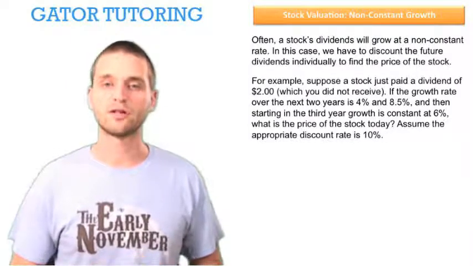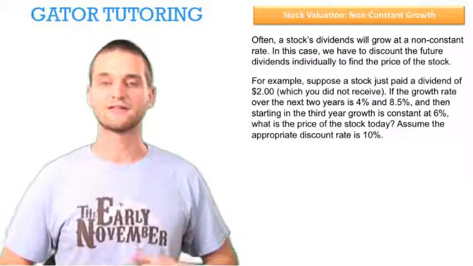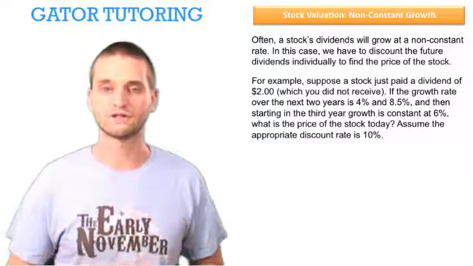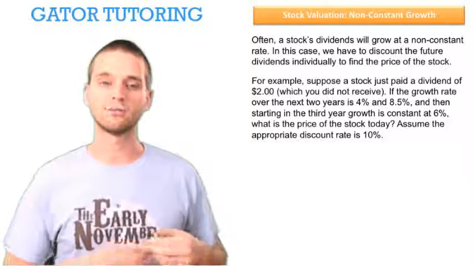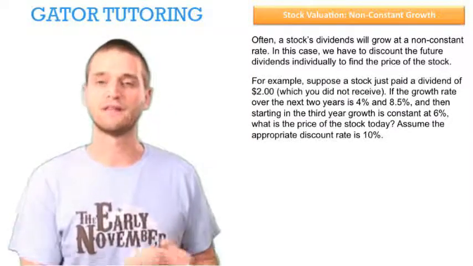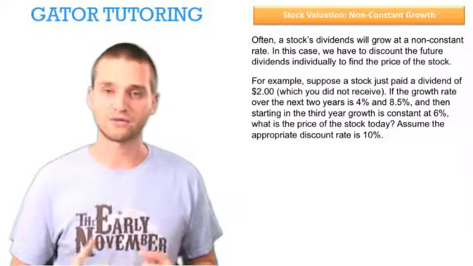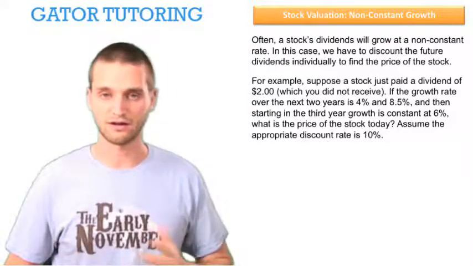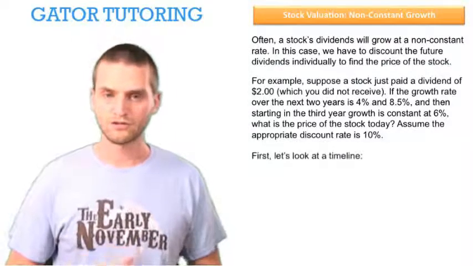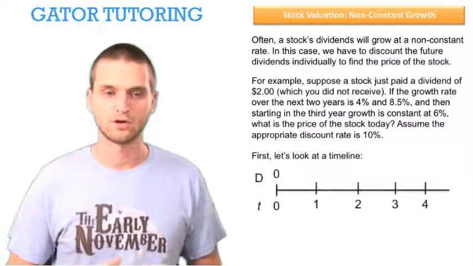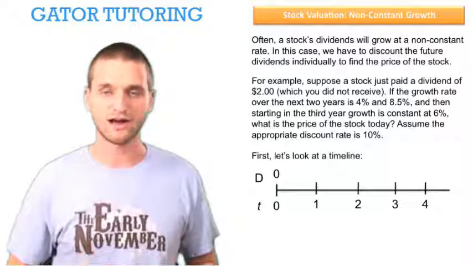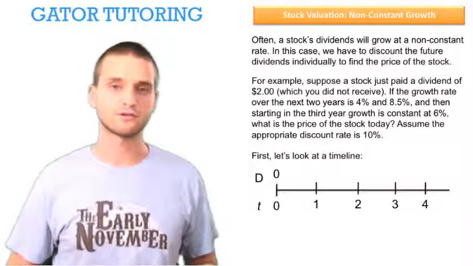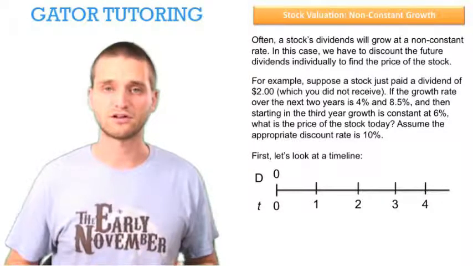So again, that $2 dividend that occurred today, that's not part of the valuation of the stock. We're not using that to find the price. It's just there to tell us what we need to be growing by the 4% and then the 8.5% to find what those cash flows are in the next 2 years and beyond. So first, let's look at a timeline. Here we have the time periods along the bottom, and we have the dividends on top. And again, the dividend in year 0, we're just going to put 0 since we're not receiving that first dividend.